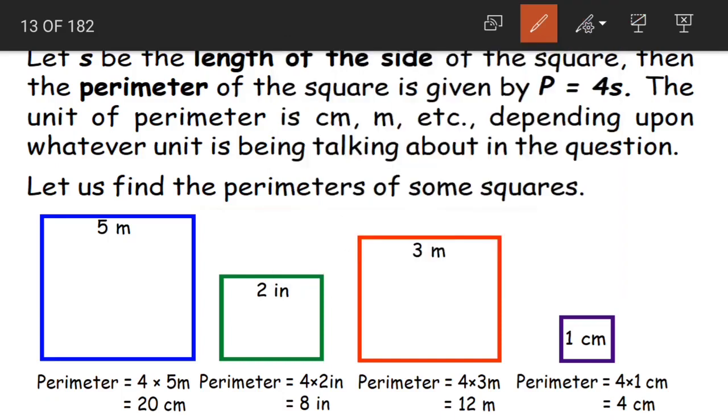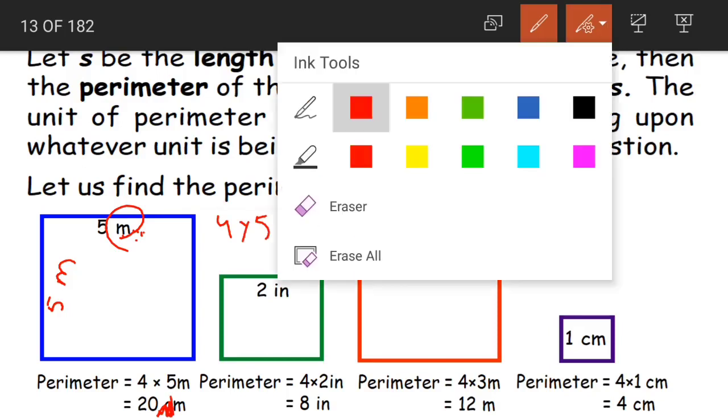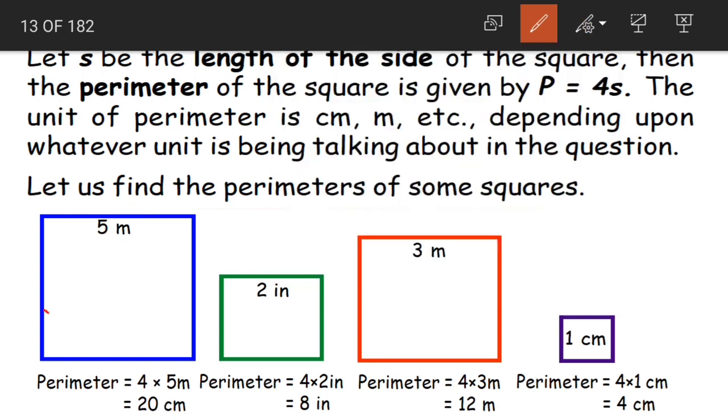Is this clear? Or else, if the side is given as 5 meters, then the answer will also be in meters. 4 into 5 meters is equal to 20 meters. The perimeter would be 20 meters. If you want, you can write the length of all the sides: 5 meters, 5 meters, 5 meters and 5 meters. As the length of all the sides is equal, we have just copied the same length to all the sides.